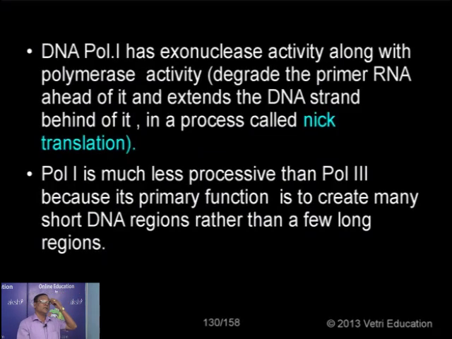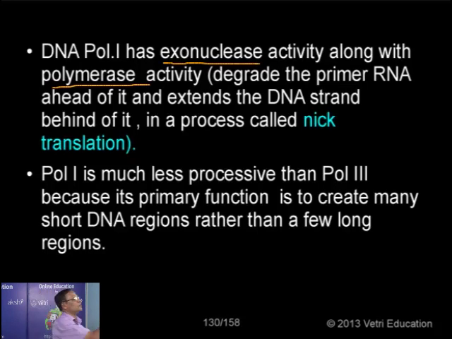Now, this DNA polymerase 1 has some more activities. In addition to the polymerase activity, it also acts as an exonuclease. It has both polymerase activity and exonuclease activity. Polymerase activity is responsible for extending the DNA molecule, whereas the exonuclease activity is responsible for degrading the primer.